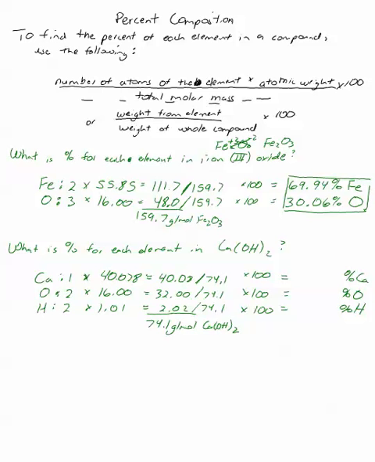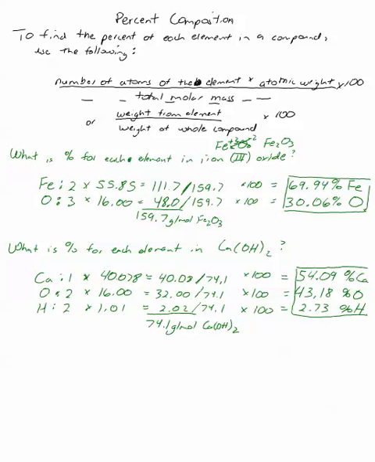Okay, for our calcium, we should have 54.09. And for our oxygen, we should have 43.18% of the weight came from oxygen. And lastly, from our hydrogen, we have 2.73%. Now you'll notice that all of those together add up to 100%, which is what we want to see.